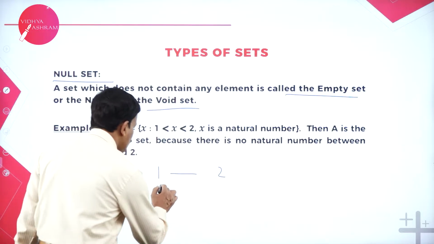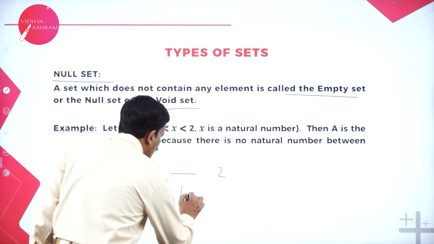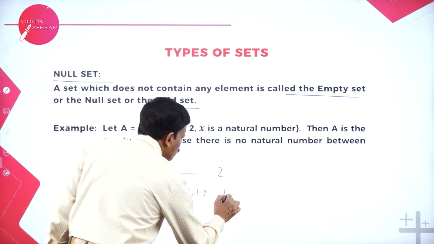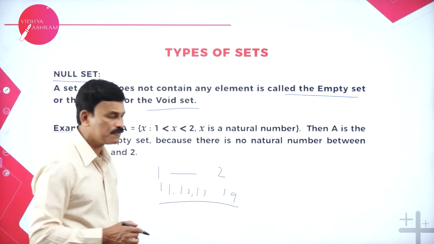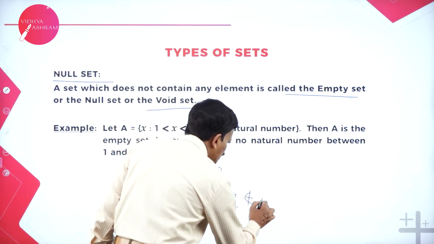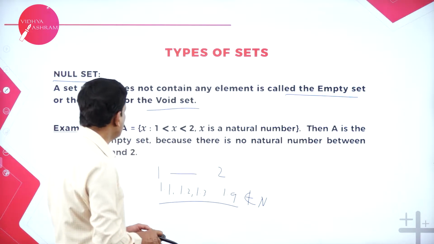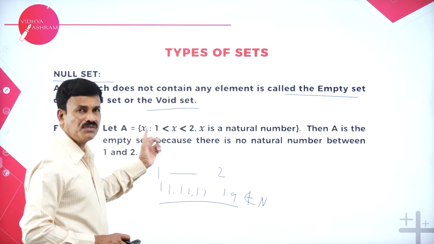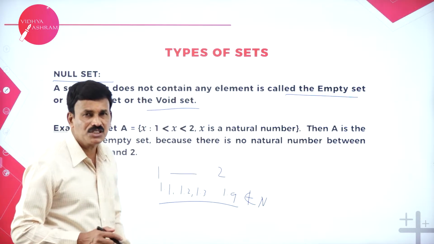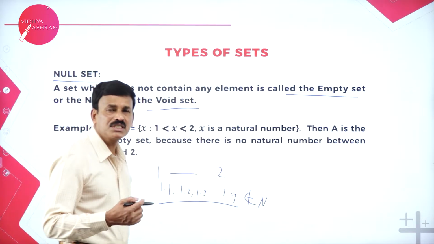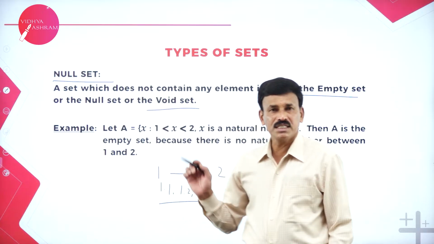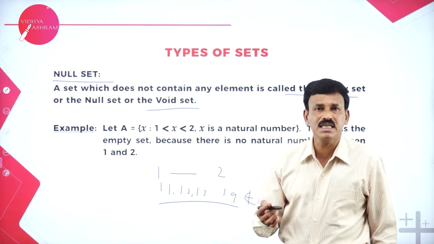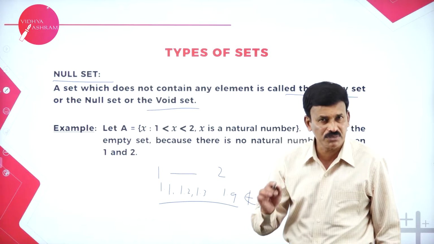If you take the next values, 1.1, 1.2, 1.3 up to 1.9, these elements do not belong to N. They are all not natural numbers. So, therefore, there is no element in between 1 and 2 such that it is a natural number. Therefore, this is an example for a null set. That's it. A set which does not contain any element is called a null set or an empty set.